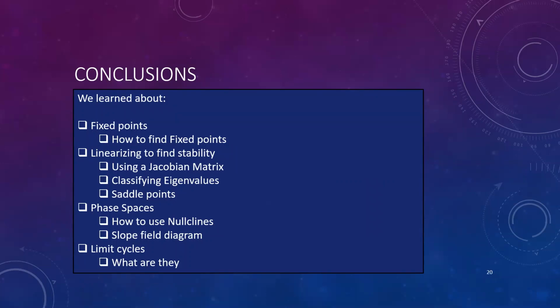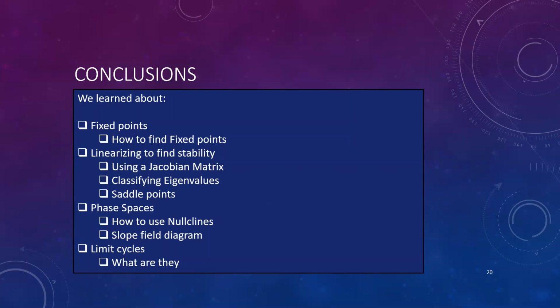Next, we talked about phase spaces, and we talked about how to use nullclines. We discussed what nullclines were and how we can use them to find a slope field diagram. In the slope field diagram, we also found a pattern within the diagram to see how things change. And we can see that no matter what point we start at, it will go back to a certain cycle. This is exactly what we wanted to see.